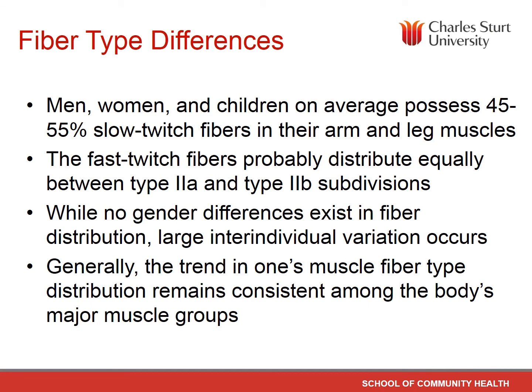Okay, just the final part of this lecture is fiber type differences. So men, women and children on average possess between 45 and 55% slow twitch fibers in their arm and leg muscle. So you can think on average we've got about 50-50 for slow and fast twitch fibers.